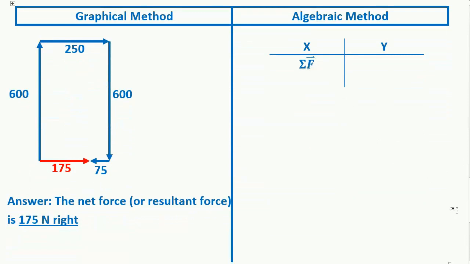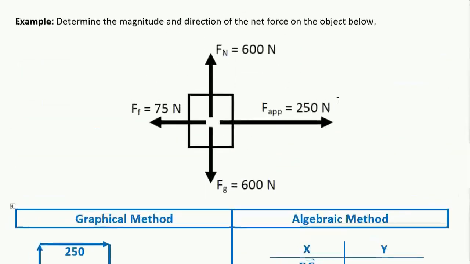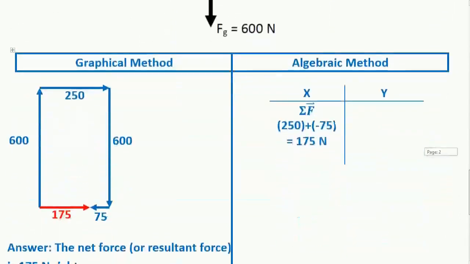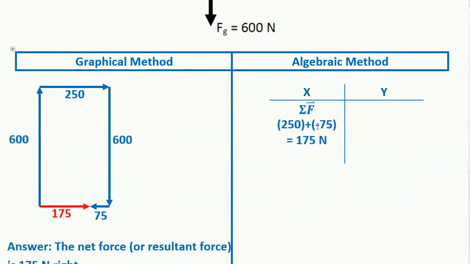So if I take all my horizontal forces and I write them down, I get this. I have a 250 and I have a negative 75. Right? Here's my 250. Here's my negative 75, or my 75 left. What do I do with the 250 and the negative 75? I'm adding them together. And what do I get if I punch that into a calculator? I get positive 175 newtons. So that's what's happening in the x direction when I add all my x vectors together.